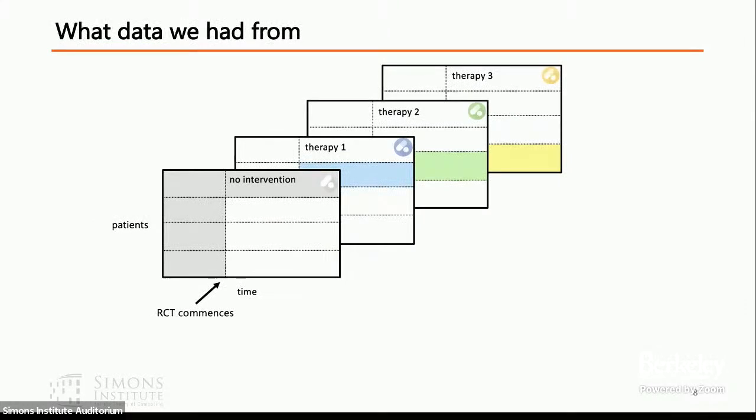Okay, so there was a 6-month period before the RCT began, where they're collecting baseline information about each of these patients. So that's the first 6 months. So there we actually had data of all the patients under no intervention. But as a result, we had no data of any of their outcomes under therapy 1, 2, or 3. Right? That's the part in white that's missing.